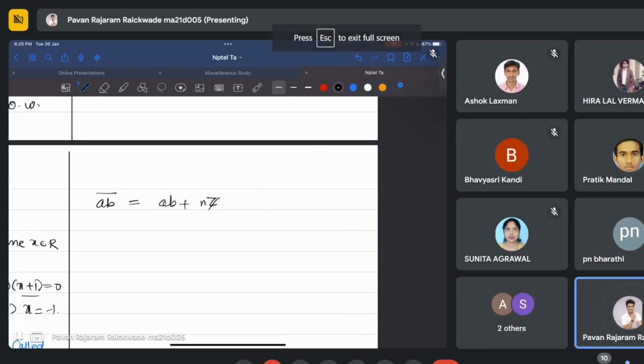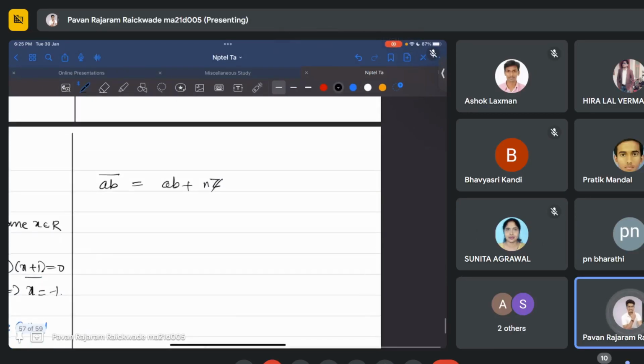So my ab bar is ab plus nZ. What is ab bar squared? You square this term and then add the nZ. This is because a and b are integers, so they are commutative. So I can write this as a squared b squared plus nZ, right? So I'll do it k times, then I get a to the power k, b to the power k plus nZ, right?